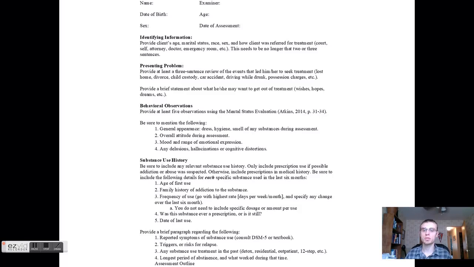And we move into the substance use history. Be sure to include any relevant substance use history. Only include prescription use if possible addiction or abuse was suspected. Otherwise, include prescriptions in the medical history. Be sure to include these details for each specific substance used in the last 6 months: their age of first use, family history of addiction to the substance, if anybody else had been addicted to these particular substances, and frequency of use, so how often are they using, how much are they using.